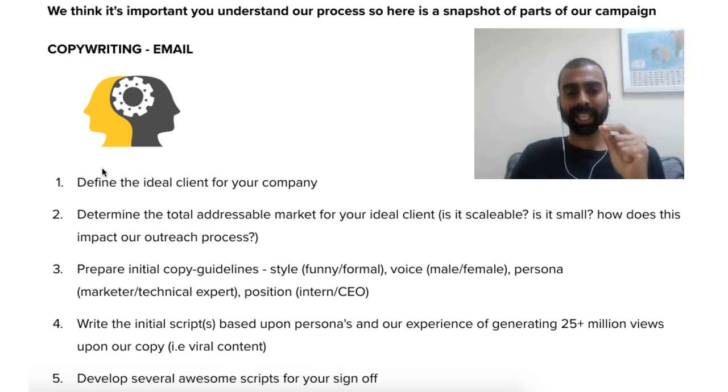Let me explain what I mean by pattern interrupt. There needs to be enough of a similarity with the messaging that you send, but there also needs to be something that shocks Frank into actually responding. Now, the difficulty plus the opportunity with someone like Frank is that he's getting a lot of emails. He's getting loads of emails, right?